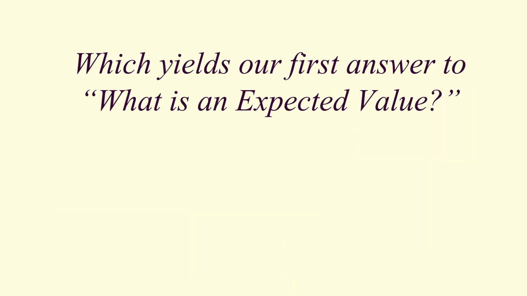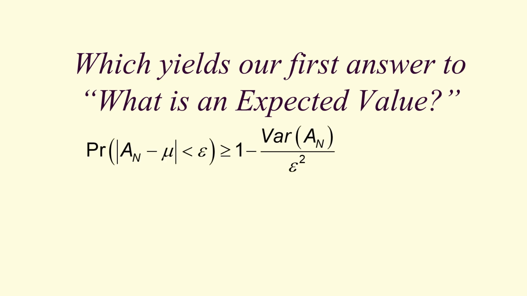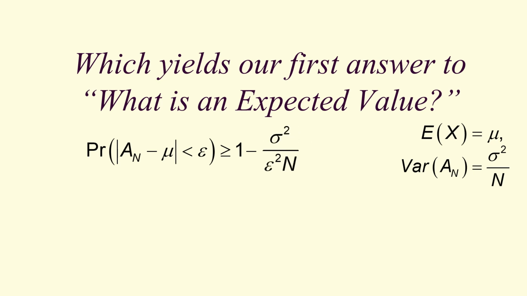Which yields our first answer to what is an expected value. So this is our result from Markov's inequality. We also had shown that the expected value of x, we denote it by mu, and that the variance of A_n is sigma squared, the variance of x, over n. So we substitute that in, and then we're going to take the limit as n goes to infinity. But notice that in the final limit, there's an n in the denominator, so that limit's going to go to 0. And you can't have probabilities greater than 1, so therefore the limit of this probability is equal to 1.